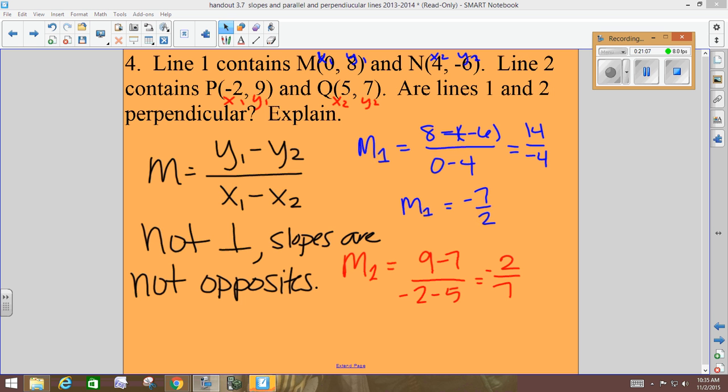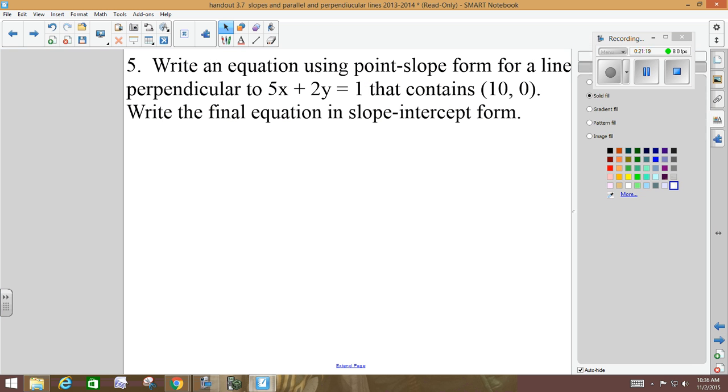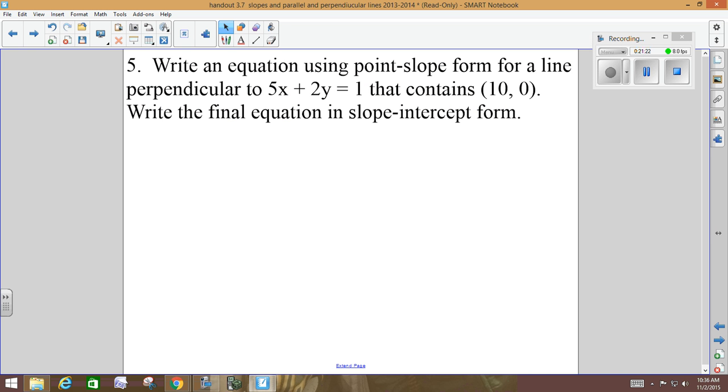Okay, all right. Number 5. Write an equation using point slope form for a line perpendicular to 5x plus 2y equals 1 and contains the point 10, 0. And then write your final equation in slope-intercept form. Write the equation of a line using point slope form. What two things do we need then? Point and the slope. They tell you what you need. Here's your point, 10, 0. Contains, goes through that point. But I'm missing my slope. The slope I want to use is -5/2. Where'd you get that?